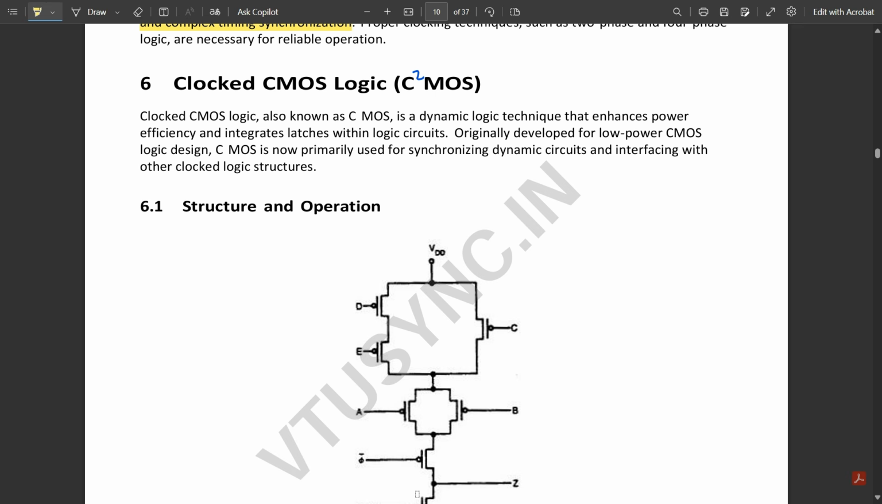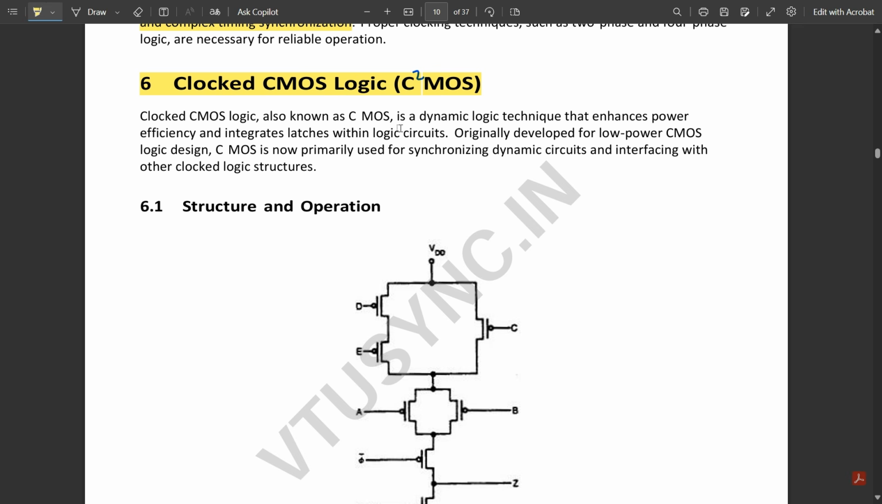In this video, we are going to discuss one more important kind of CMOS logic circuit, called clocked CMOS logic, or in short, C²MOS. This is the name of the circuit, and let us see what we mean by clocked CMOS logic. It is also called C²MOS.